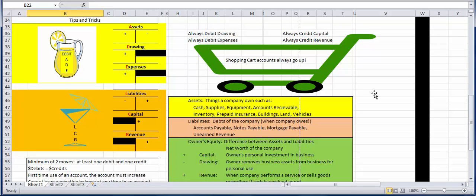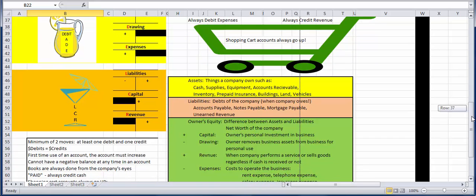We'll venture off into the dark side. But till then, only assets and liabilities fluctuate up and down. So assets and liabilities you can increase and decrease. Therefore, debit and credit, or credit and debit. But drawing and expenses, always debit drawing, always debit expenses, always credit capital, always credit revenue. Just remember those rules. When you get into a tough jam, remember those, and hopefully you'll be able to figure out what to do.